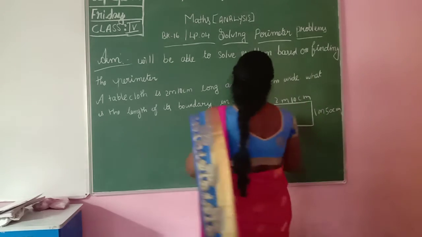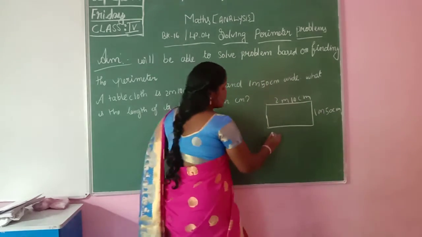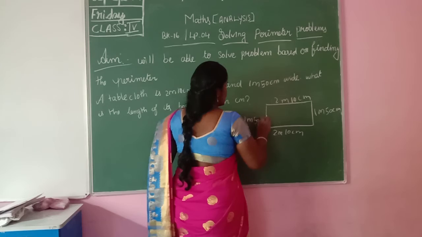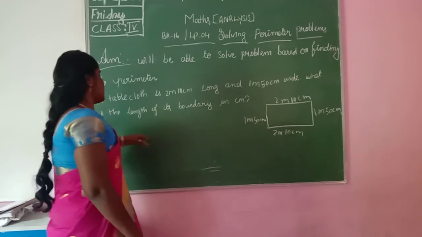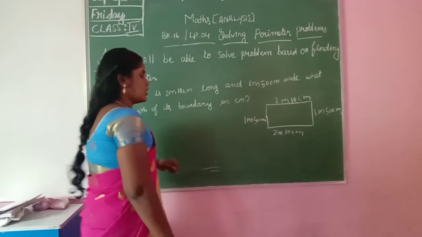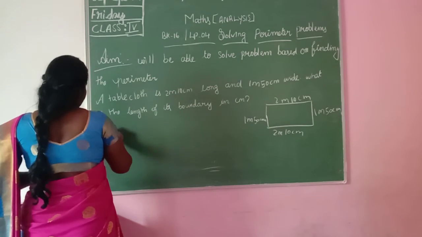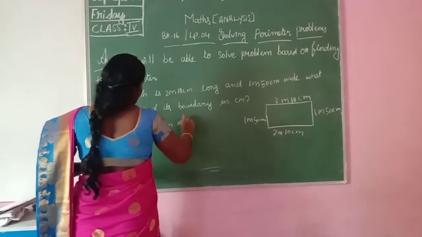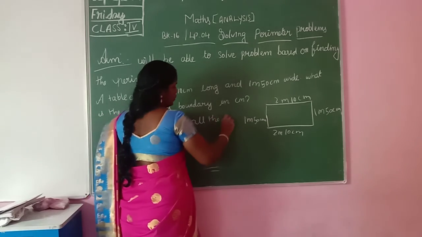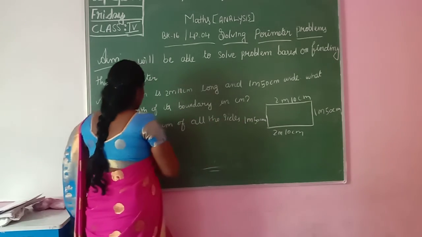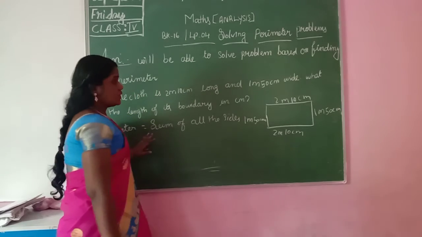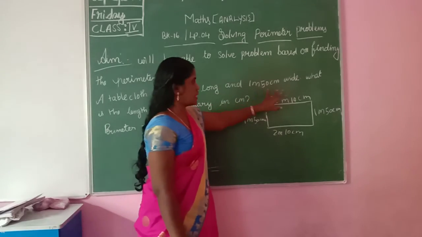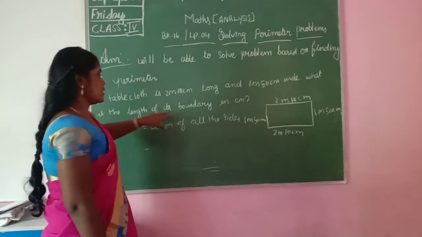Okay. Which means in a rectangle opposite sides are equal. So here also will come 2 meter and 10 centimeter, and this side 1 meter and 50 centimeter. Now we need to find the perimeter of this rectangle. Now we write the formula: perimeter is equal to sum of all the sides. And then we need to add everything. Here they gave measurements in meter and centimeter, and here also 1 meter and centimeter. We need to find the length of its boundary in centimeter.